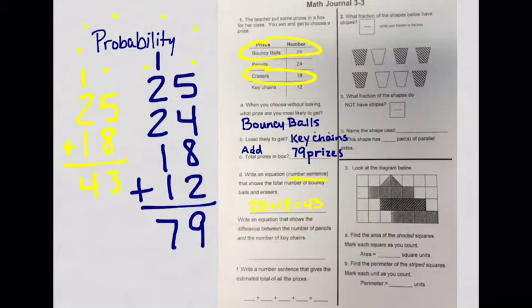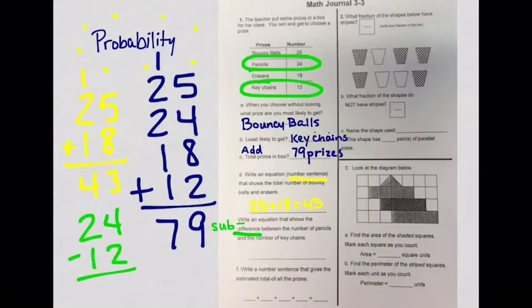Next, it says write an equation that shows the difference between the number of pencils and the number of keychains. Okay, so again, up here we had total, which meant to add. Here our big keyword is difference. And difference tells us to subtract. So we want to subtract the number of pencils and the number of keychains. So again, I neatly line up my 24 and my 12. 4 minus 2 is 2. 2 minus 1 is 1. So the difference between the number of pencils and the number of keychains is 12.